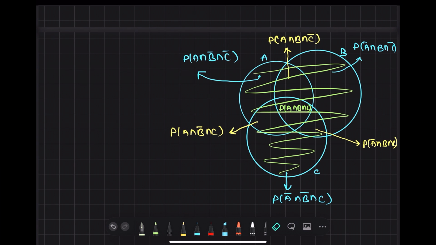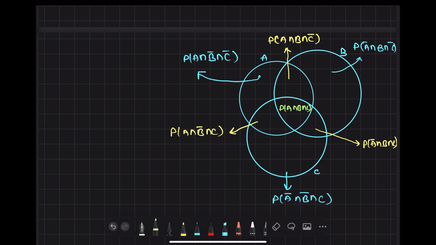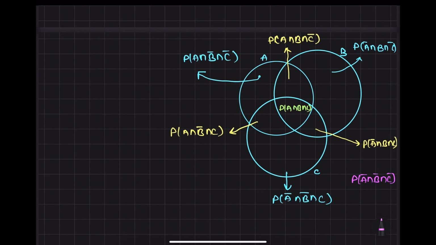Sometimes you have to focus on outside the rooms as well. So how will you name it? Probability of A bar intersection B bar intersection C bar, as it is outside everything. So this is the probability. I hope you understood the concept.